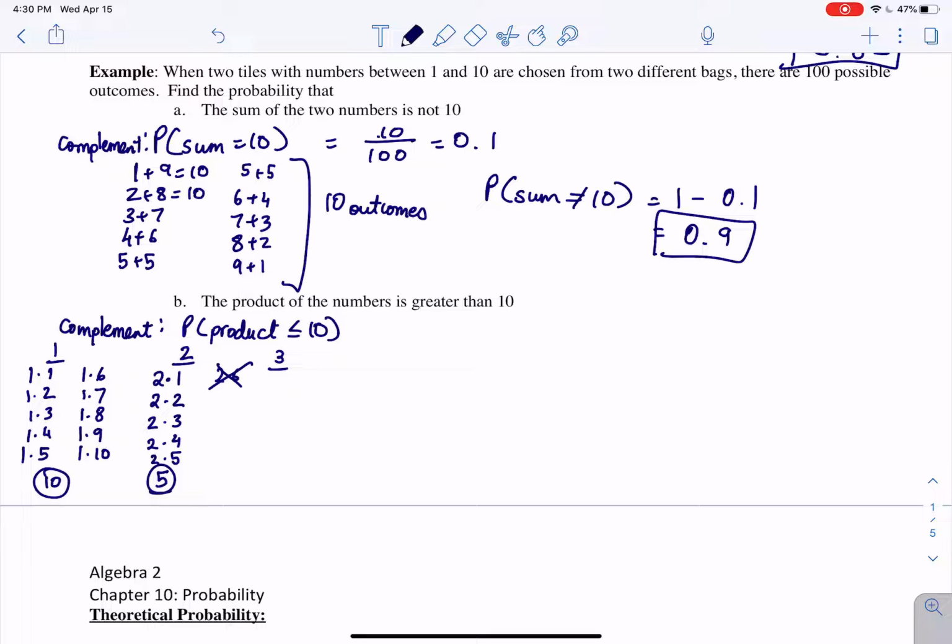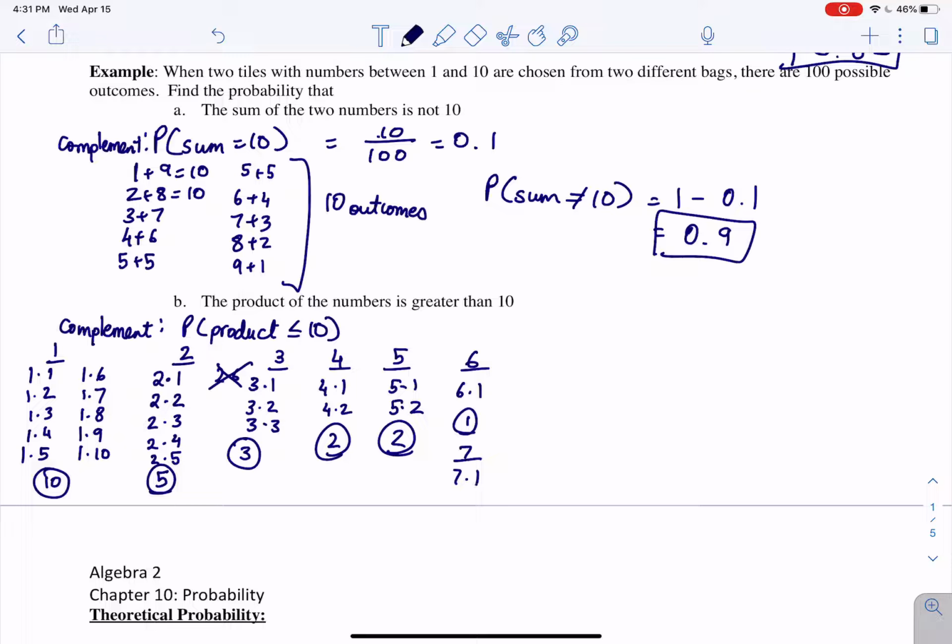If I pick the 3 first, it's 3 times 1, 3 times 2, 3 times 3. 3 times 4 is too big. 4 would be 4 times 1, 4 times 2, but then 4 times 3 is too big. 5 would be 5 times 1 and 5 times 2. 6 would give me 6 times 1, but then 6 times 2 is too big. 7 would give me 7 times 1, and then 7 times 2 is too big. 8 is only 1 time. 9, only 1 time. And 10 can only go once as well.